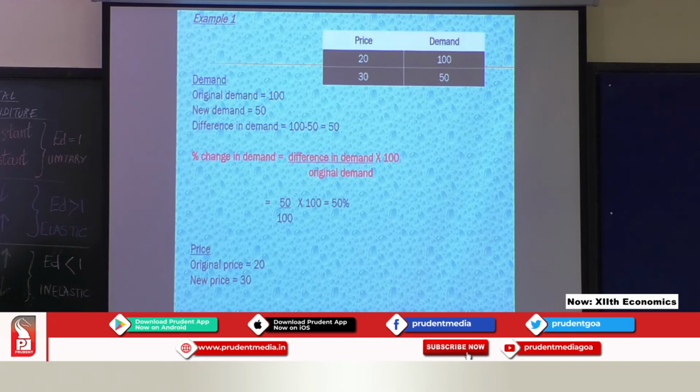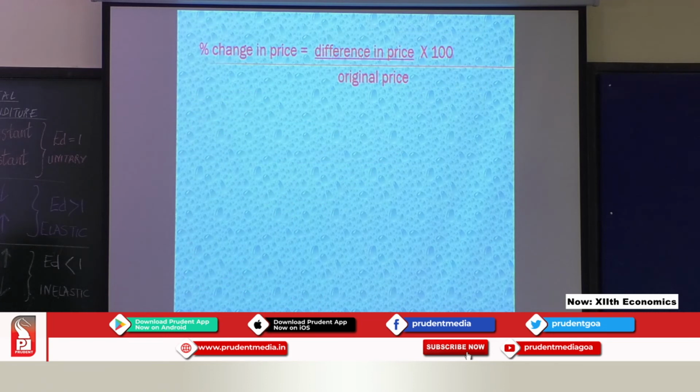Now, for the price variable, original price is 20. New price is 30. Therefore, difference in price will be the difference between the two, and what I get is 10. Now, apply this to the main formula, that is percentage change in price is equal to difference in price divided by original price into 100. So, difference in price I found out, 30 minus 20, is 10, right. Now, what is the original price? 20, multiplied by 100. So, when I cancel it out, 20 into 5, so 10 into 5 gives me 50%. Okay.